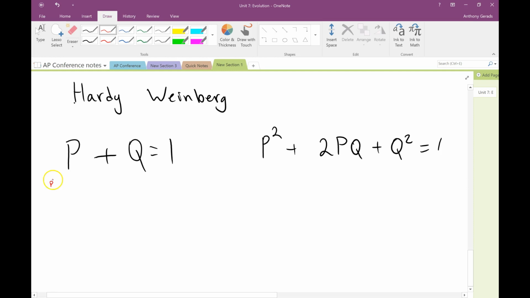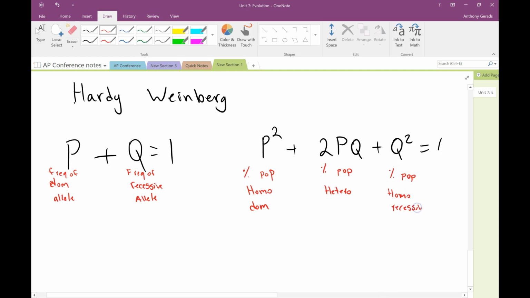P is going to be the frequency of the dominant allele. Meaning Q is going to be the frequency of the recessive allele. P squared is going to be the percent population that is homozygous dominant. 2PQ is going to be heterozygous. And then Q squared is going to be percent population homozygous recessive. Okay.